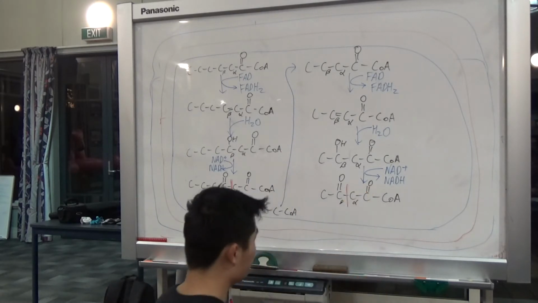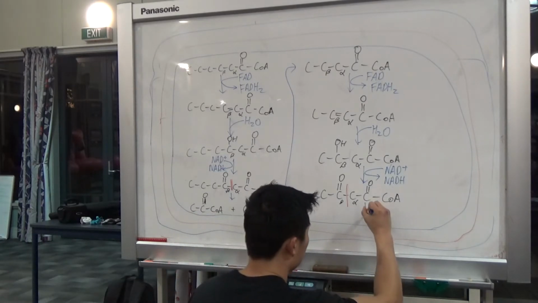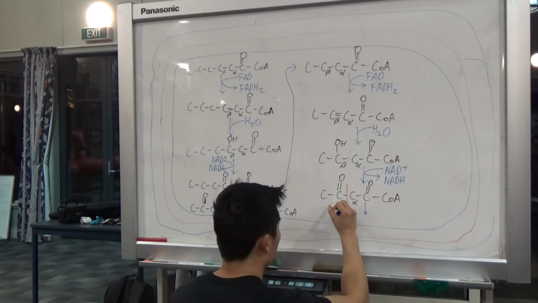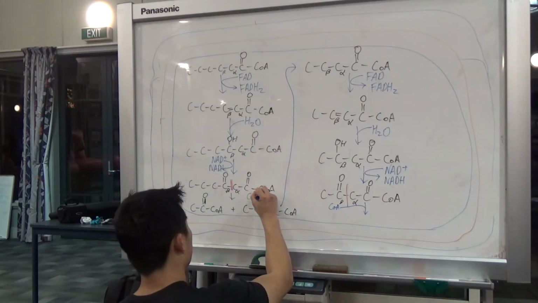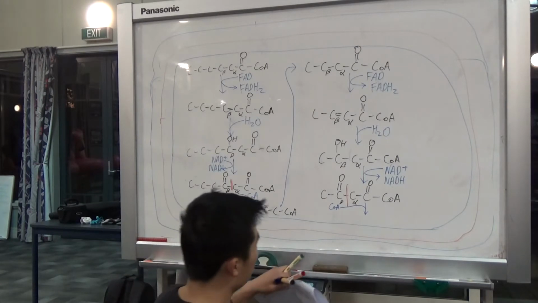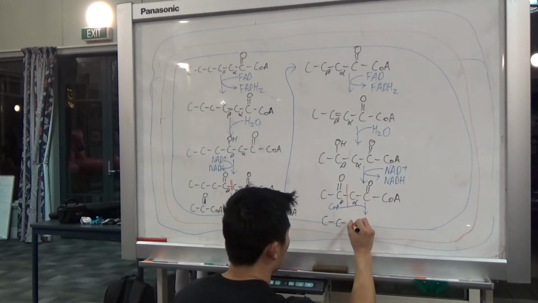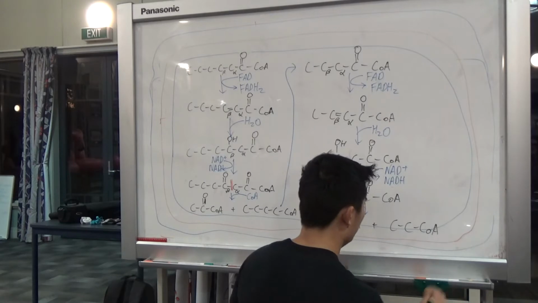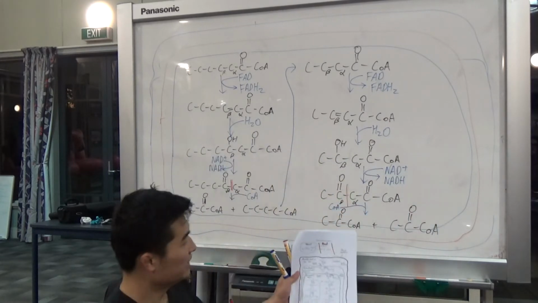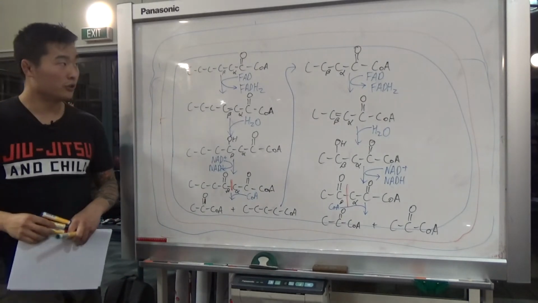So we're going to split it here. And when we split it, we have to have another coenzyme A coming in as well. I forgot to mention that for this one here. So we'll have another coenzyme A that's floating around come in and join. So in the last round of beta oxidation, you're going to produce 2 acetyl-CoAs.